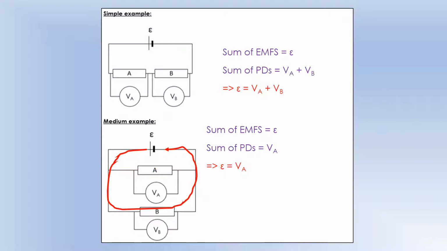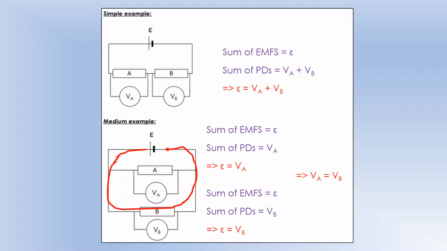Now let's get rid of that loop and add in a second loop that we've got here. So we've got going from the power source through B and back to the power source again. So again, we can do the same process and we figure out that VB must be equal to the EMF of the battery in this case. So given that the EMF is the same in both, what we can conclude is the potential differences across these parallel resistors must be the same, and in this case they're equal to the EMF of the battery.